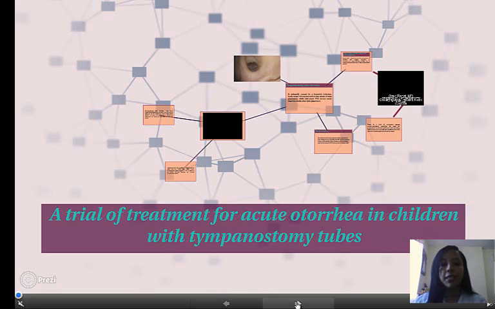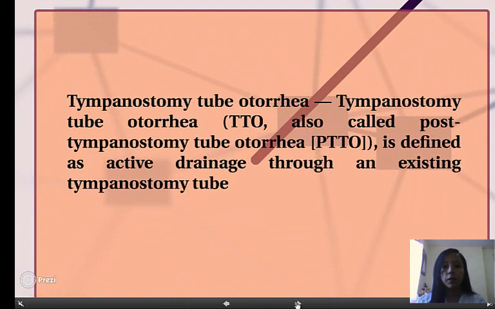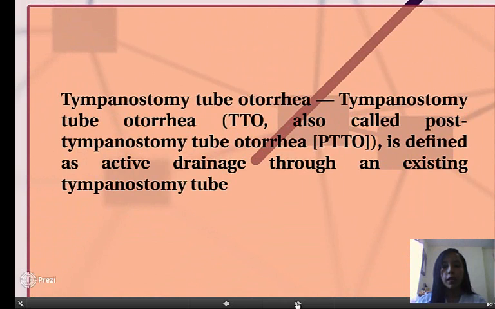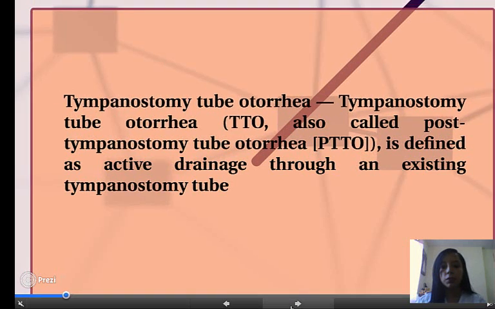My topic is a trial of treatment for acute otorrhea in children with tympanostomy tubes. Tympanostomy tube otorrhea, also called post-tympanostomy tube otorrhea, PTTO, is defined as active drainage through an existing tympanostomy tube.